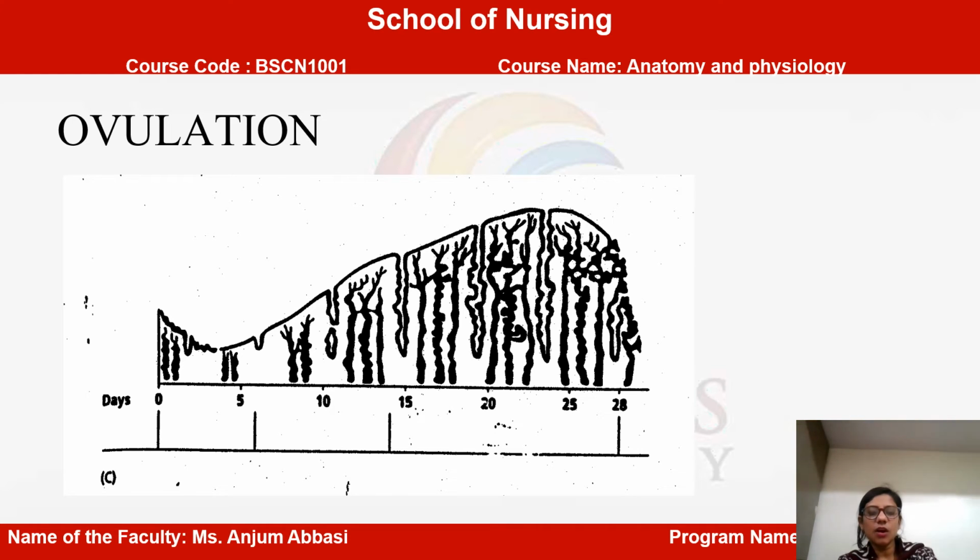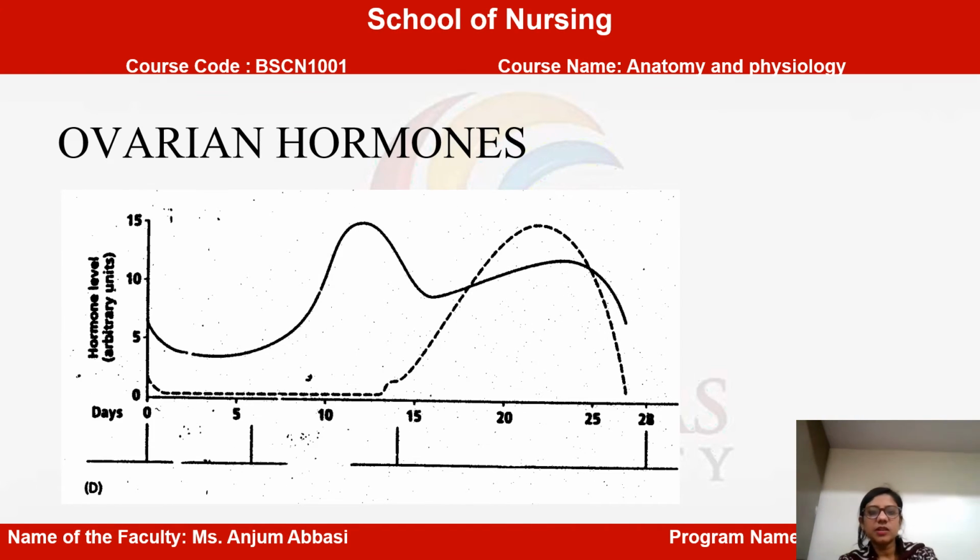Students, in this slide you can see the ovulation phase, how the changes are occurring from 0 to 28 days. Generally, after the 14 days, if the ovum has not met with the sperm, then what will happen? The fertilization process will not take place, and the corpus luteum will be ready to degenerate.